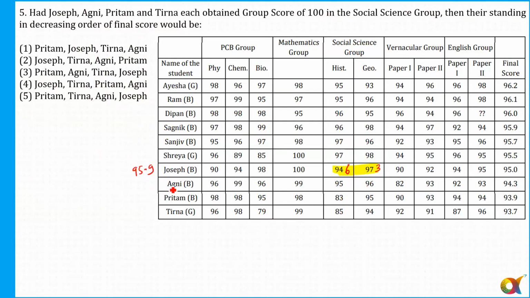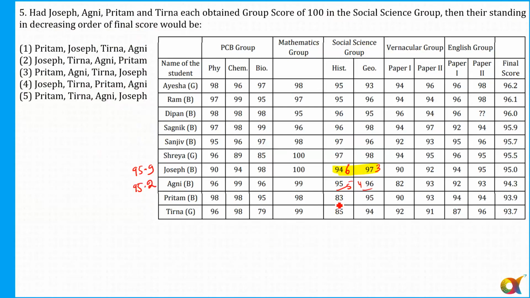Now let's talk about Agni. In Agni, it is 95 and 96. So there is a change of 5 and a change of 4. So 5 plus 4 is 9, and 9 by 10. Initially it is 94.3. So 94.3 plus 0.9 is going to come out to be 95.2. For Agni, it is 95.2.